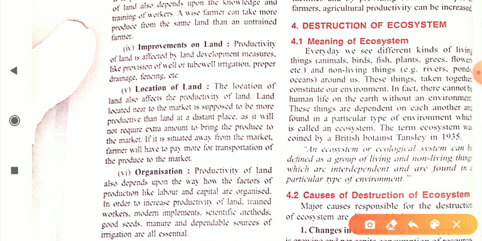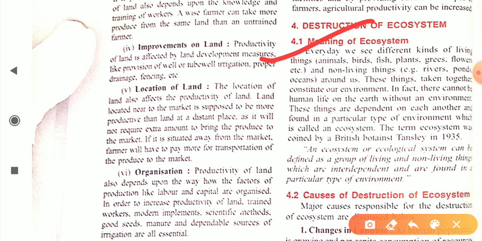Dear students, every day we see different kinds of living things like animals, birds, fish, plants, grass, flowers, etc. Non-living and living both. In the case of non-living, we see rivers, ponds, oceans around us. These things taken together constitute our environment. In fact, there cannot be human life on the earth without an environment. We all are familiar that without the environment we cannot sustain on our planet earth.